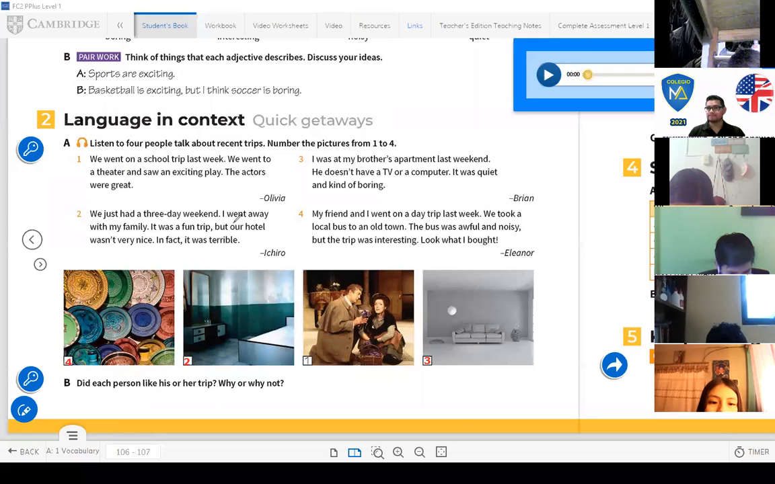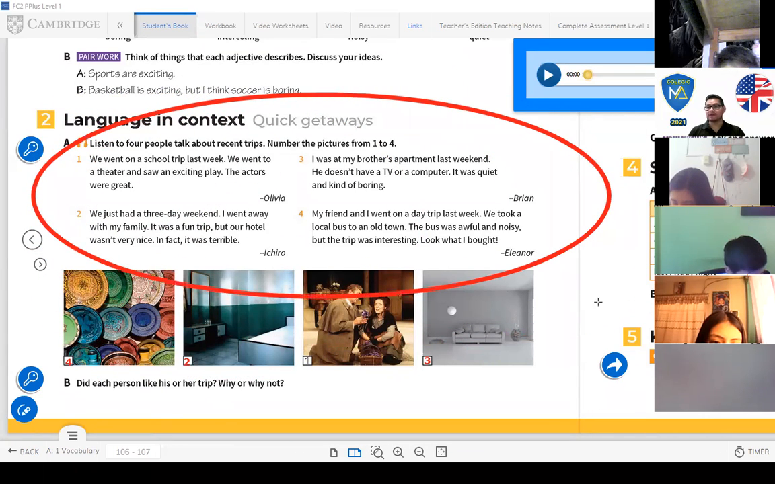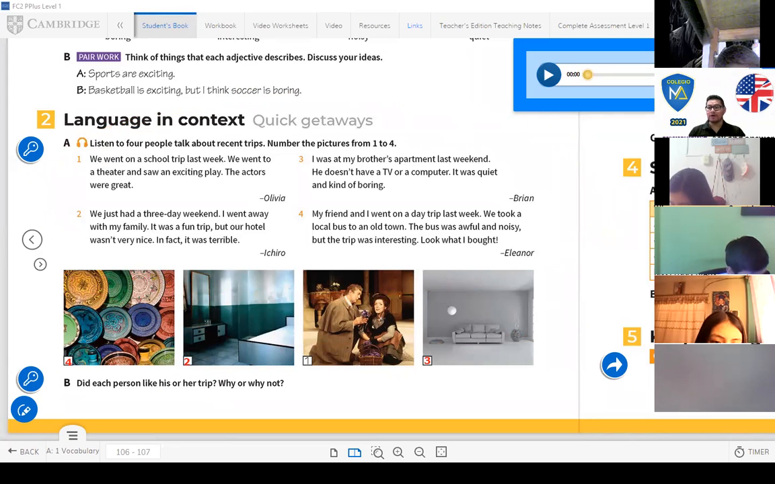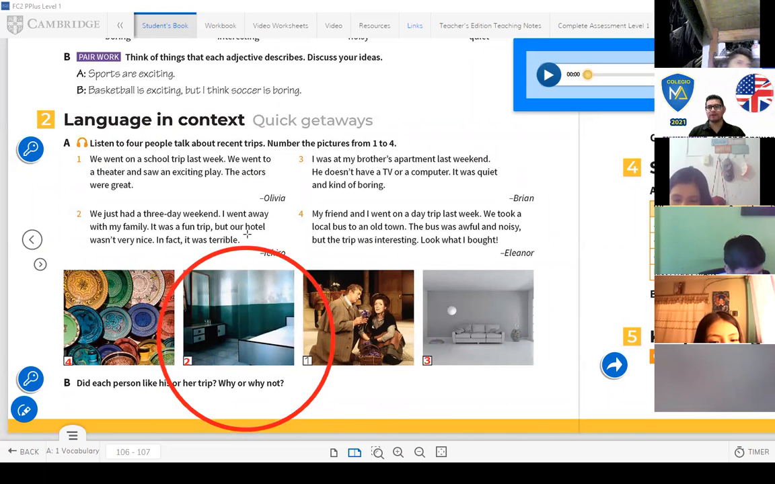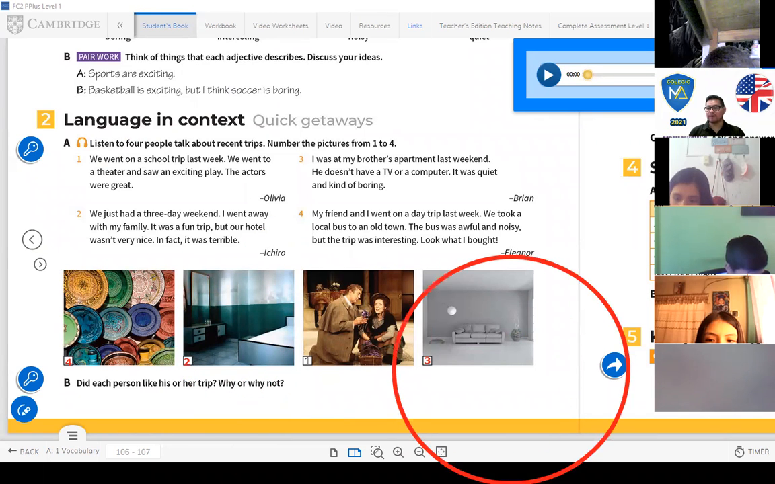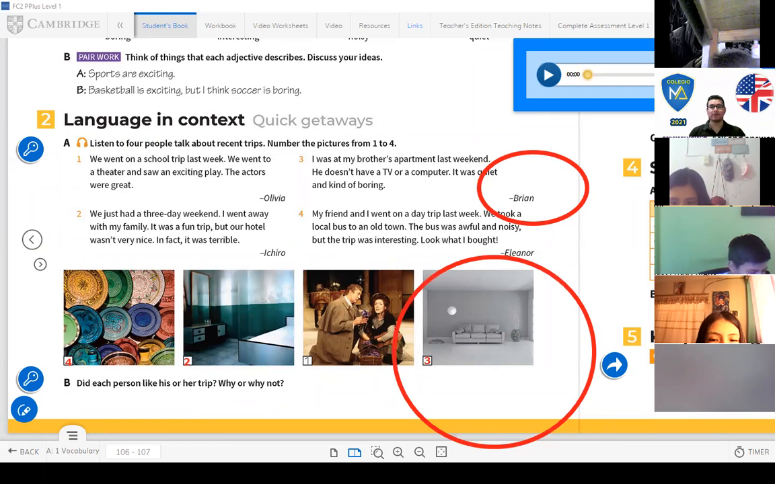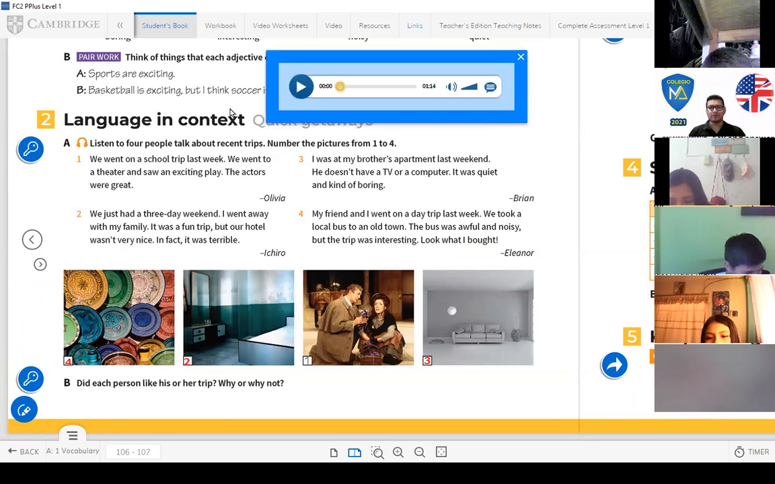What do we have here? Well, students, in this part, we're talking about some trips that this person did, no? And we know number 1, who talks about this? Olivia talks about number 1, no? Number 2, who talks about this? Ichiro talks about number 2, no? Who talks about number 3? Brian talks about number 3. And finally, number 4, Eleanor talks about number 4, yeah? Now let's go to the next part.